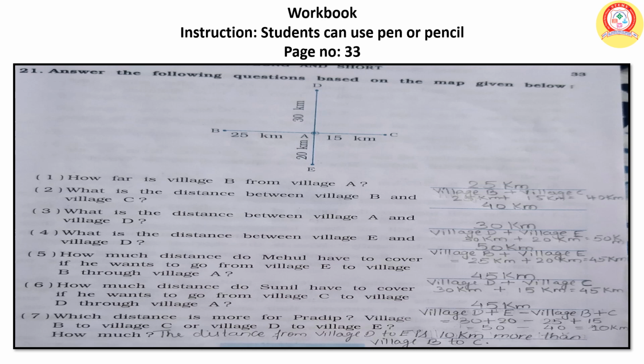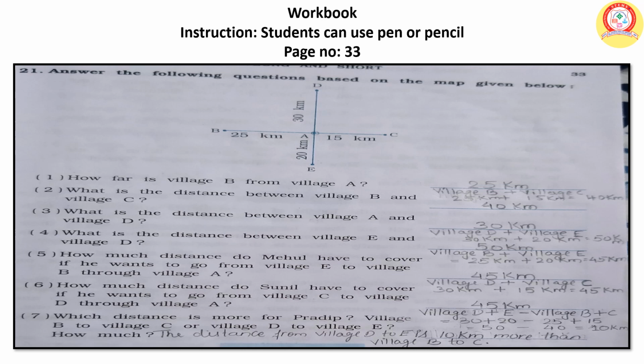How much distance do Sunil have to cover if he wants to go from village C to village D to village A? So village D distance is 30 kilometer and village C distance is 15 kilometer. So when we will add this distance, we get the distance, correct children? So 30 kilometer plus 15 kilometer, we get 45 kilometers. So 45 kilometer is the distance of Sunil that he has to cover. Okay children. Now let's move to question number 7th.